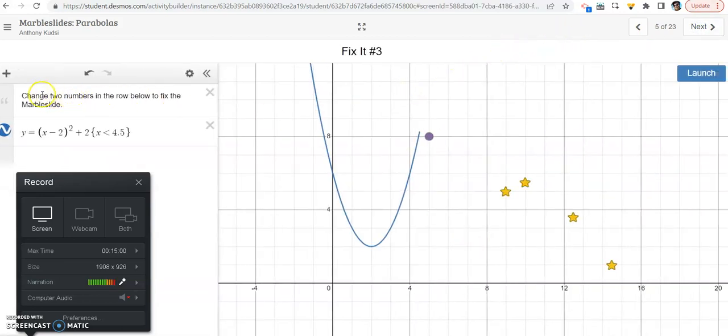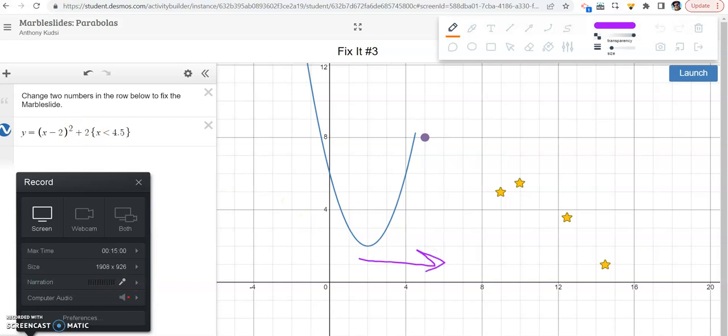So, change 2 numbers here. The idea is you want to move that thing over. So we definitely need to move it over. Right now it's about 2. We want to move it over probably so this parabola is like that. That's what I'm guessing. Something like that. I want to move it over here to about 7. So I'm going to have to change that to a 7.